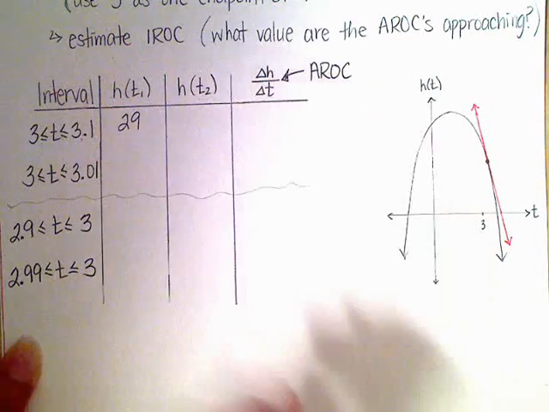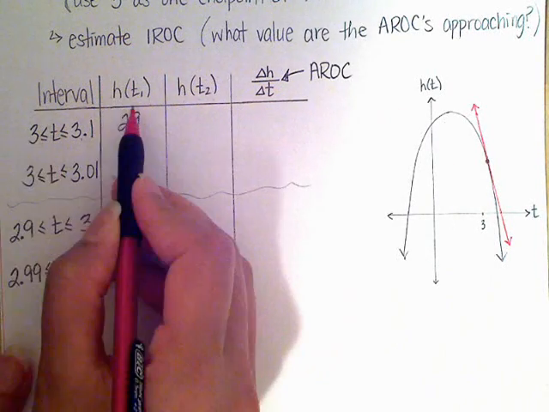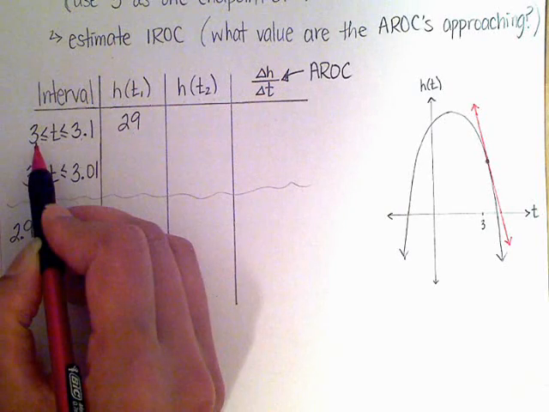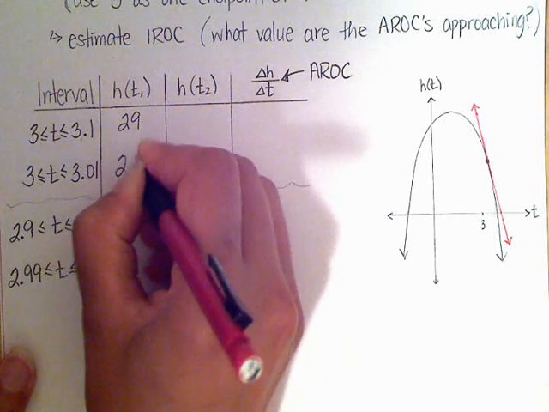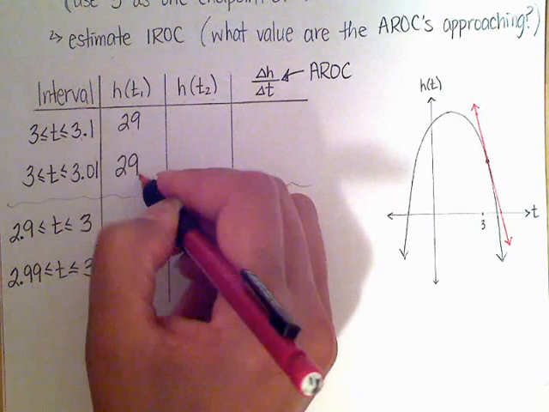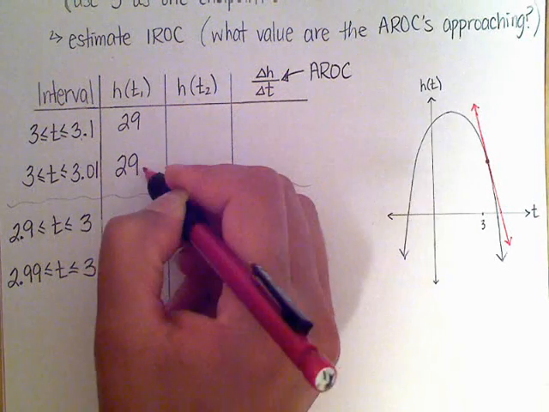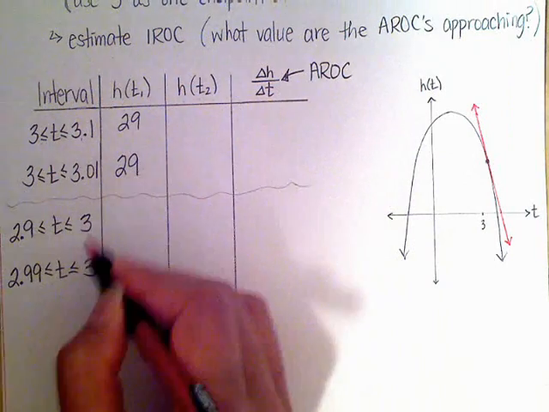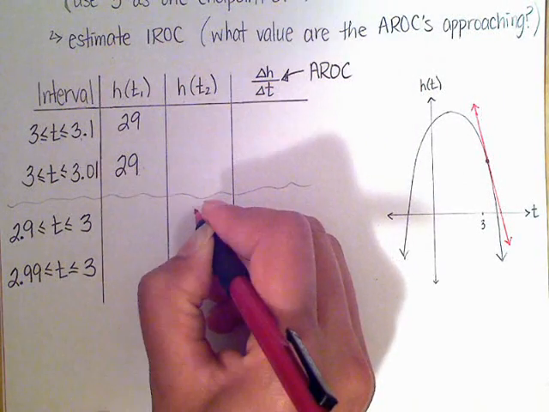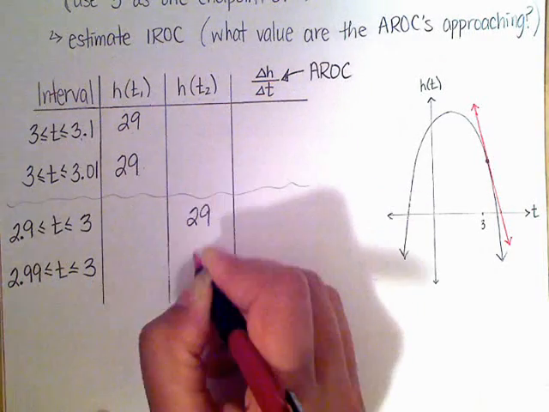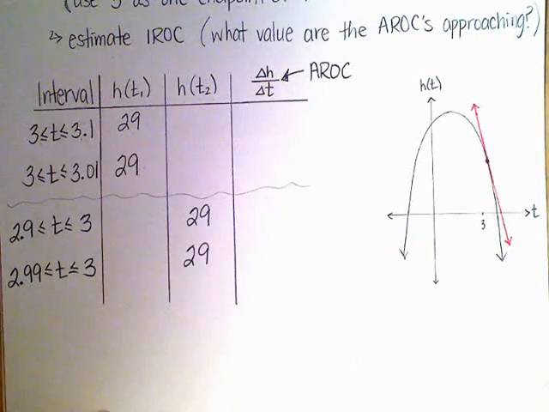And this makes it a little bit easier because I don't need to recalculate it for t equal to 3, because I already know the value is going to be 29. So my initial point here, the initial height, will be 29. And I can also use this value again as the end point here because it's the exact same value of t, so it'll be the exact same height. So this will also be 29, and this will also be 29. Just makes it work a little bit easier.